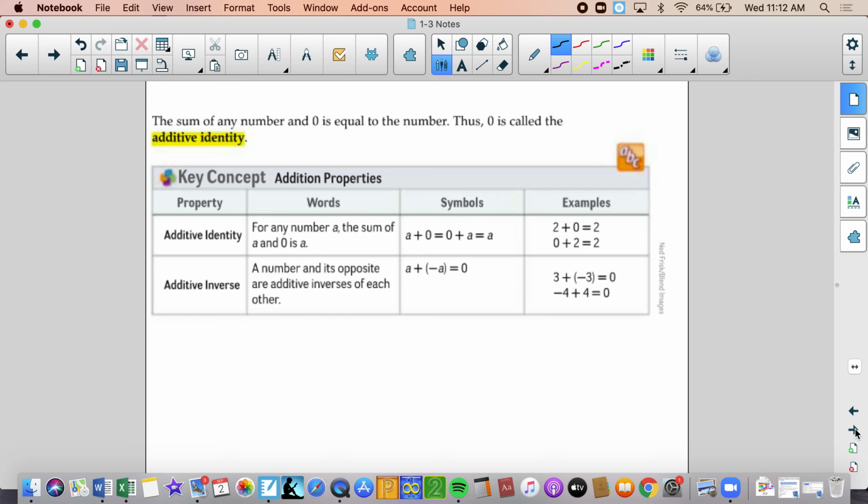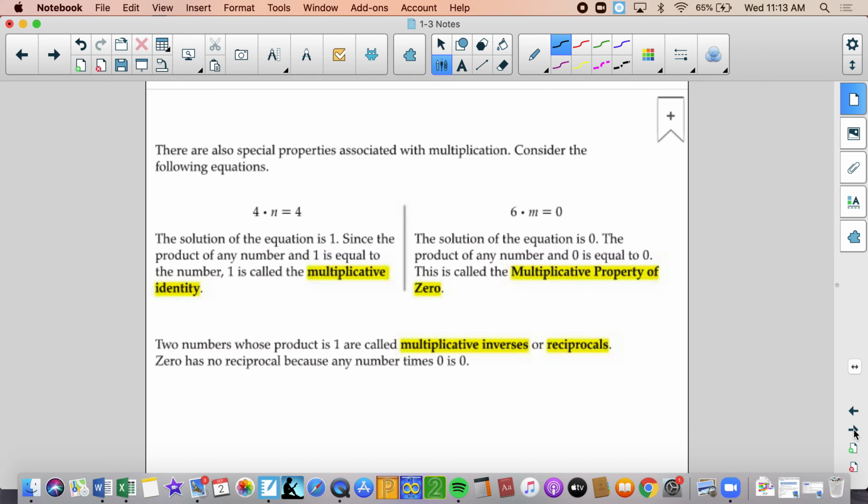The additive inverse. A number and its opposite are additive inverses of each other. So if I add the inverse of anything to itself, we're going to get 0. If we add -3 to 3, we're going to get 0. If we add 4 to -4, we're going to get 0. So 3's inverse is -3, and -4's inverse is 4. Those are very important additive properties.